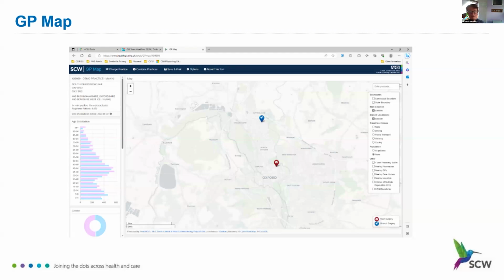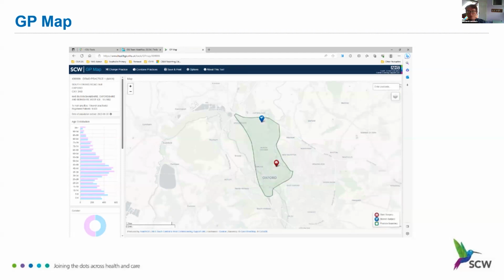There'll be a big main surgery, and there's often a branch, which is typically a sort of smaller satellite location. It might have fewer staff, smaller opening hours, a slightly smaller office. But this is the estate of the GP practice, these two sites.